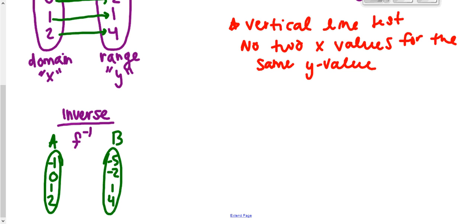What an inverse does is it's the opposite. So instead of mapping A onto B, it maps B onto A. So then -2 would lead to 0, 1 still leads to 1, and now 4 would lead to 2 instead of the other way around. Okay, so something has to be what's called a one-to-one function to have an inverse.